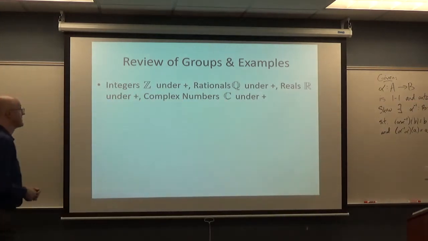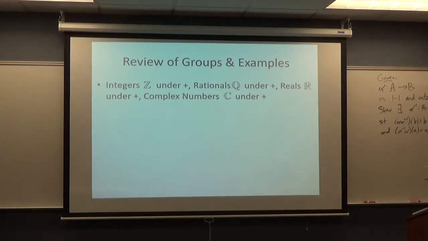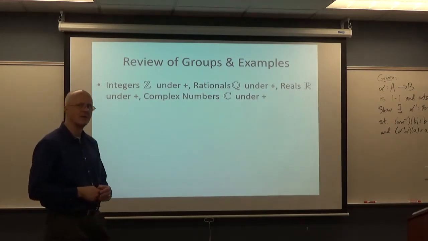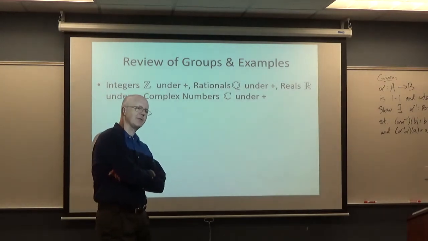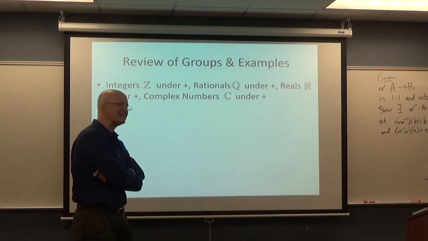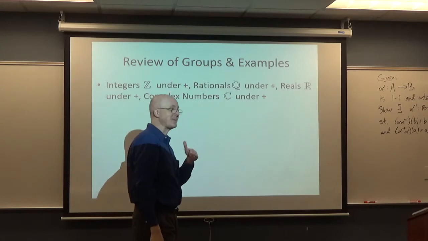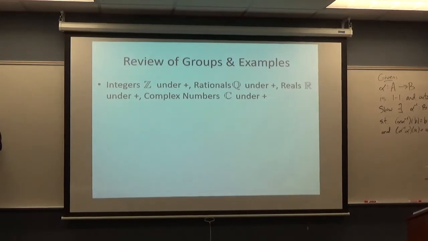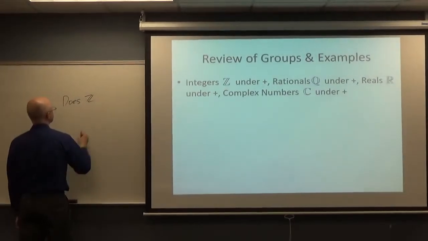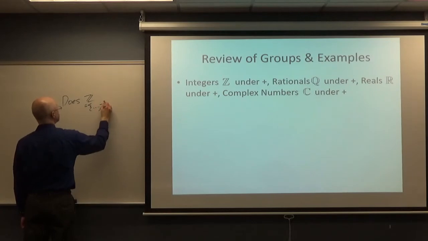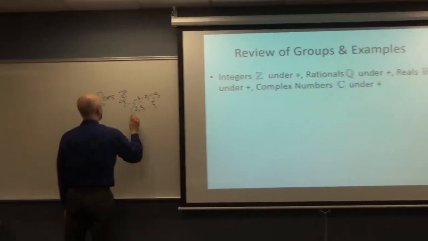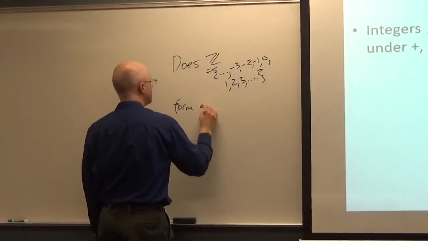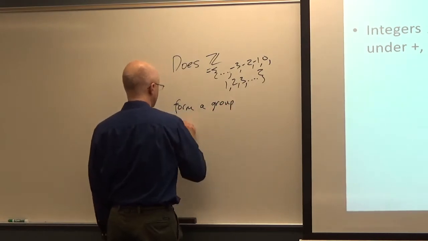The integers, the rationals, the reals, and the complex numbers all form groups under addition. We should probably think about non-examples too. You know what a non-example is? A non-example is an example where something's not true. You could ask, does Z, the set of integers, form a group under multiplication?